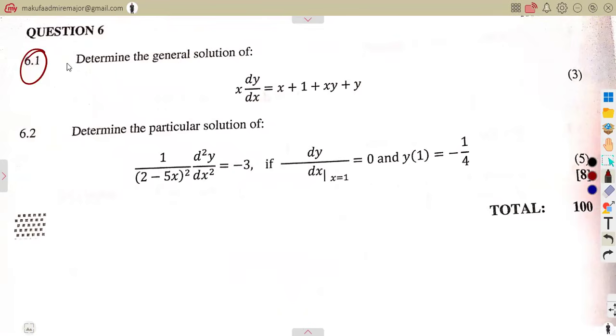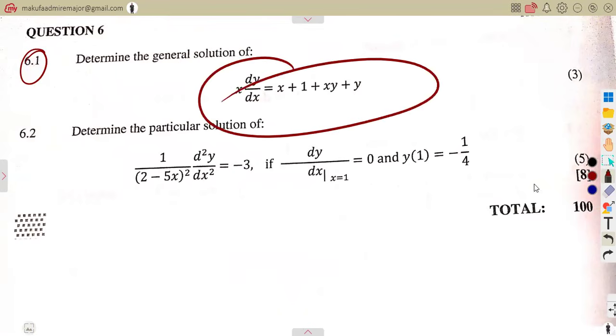Question number 6, determine the general solution of this.